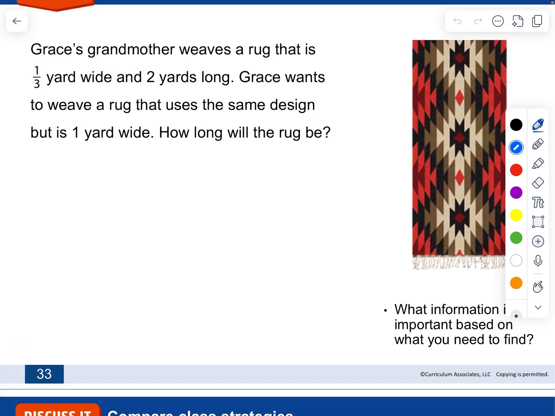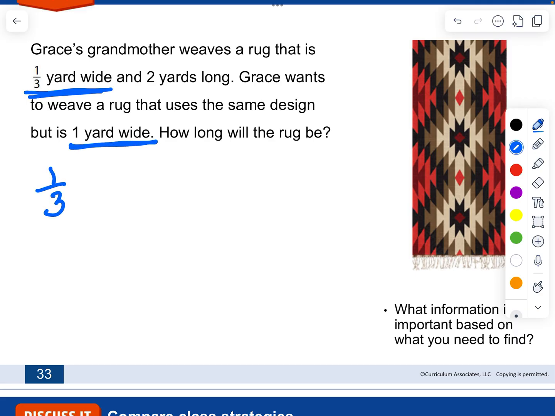Did you say how long will the rug be as the question? Grace wants to weave a rug that uses the same design but is 1 yard wide. How long will the rug be? We could look at this multiple ways, but I noticed that her grandmother's was 1/3 yard wide and she wants to go 1 yard wide.